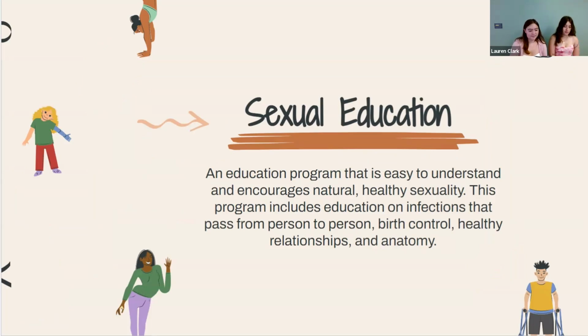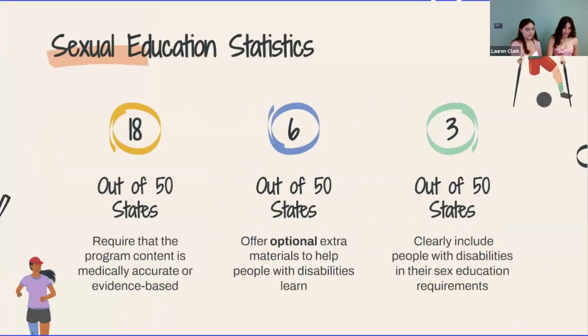This program includes information on infections that pass from person to person during sexual activity, birth control, healthy relationships, and anatomy. This is usually taught in schools once to middle school students, and again, a more advanced or detailed version is given to high school students. It allows young people to learn about and have access to resources regarding sexual health and sexuality.